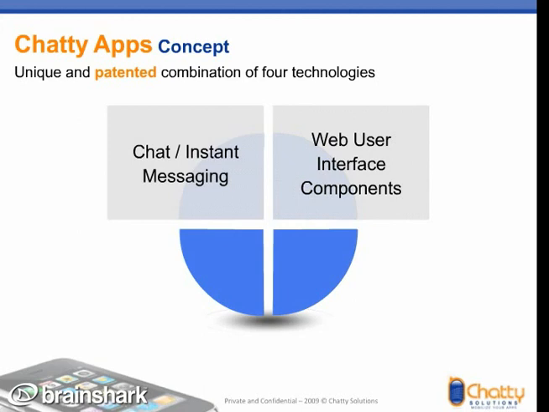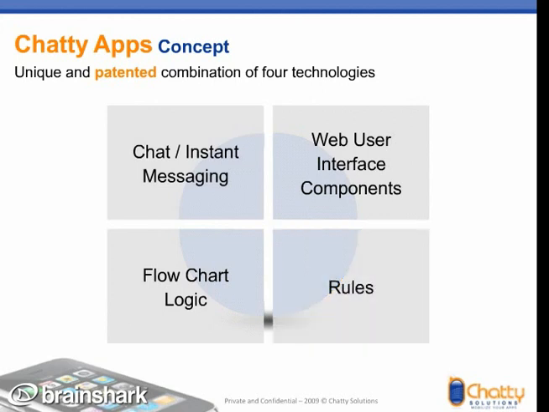Third, chatty apps use a flowchart to control the sequence in which the chat occurs and provide structure to guide the dialogue along the logical path to complete the task. Lastly, chatty apps use rules that are graphically defined by the developer of the chatty apps. Rules make the flow smart and guide the conversation along the correct path, so that it is completed as quickly as possible and all the necessary information is collected.